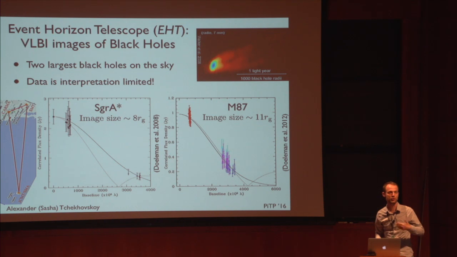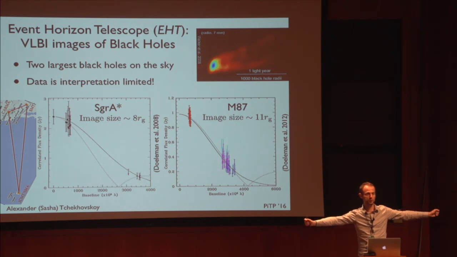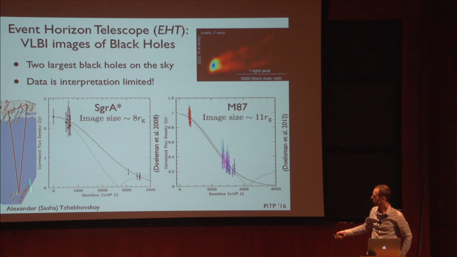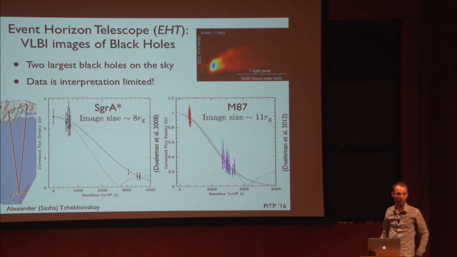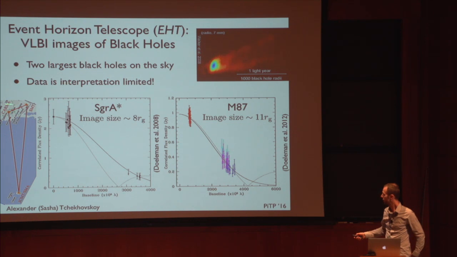These are actually Fourier transforms of images in the direction where we were able to spread the dishes onto different continents. So this is also very long baseline interferometry, but it is on the baselines between Hawaii and California and Hawaii and Arizona. So this is the triangle of base stations that allowed us to make this Fourier transform.